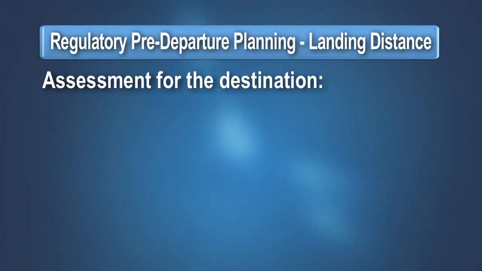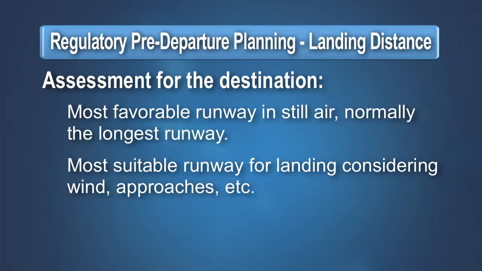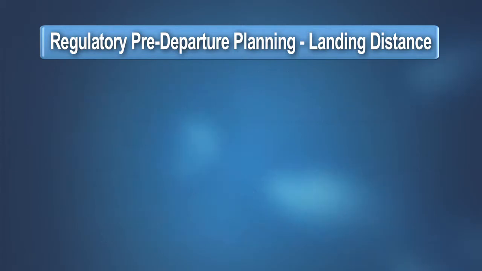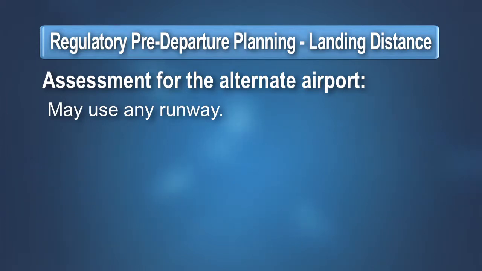At the destination airport, the factored landing distance must be evaluated using the most favorable runway, usually the longest runway in still air conditions, and for the most suitable runway for landing in consideration of wind conditions, instrument approaches available, or other factors that make use of this runway desirable. The evaluation of the most suitable runway is not required when an alternate airport with a runway that meets both of these requirements is designated. When an alternate airport is required, the factored landing distance may be evaluated using any available runway.